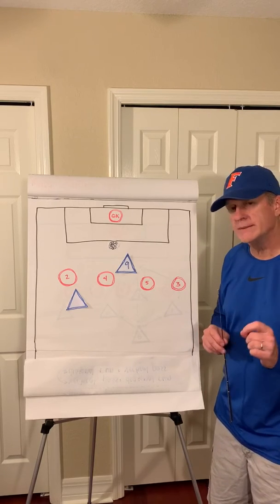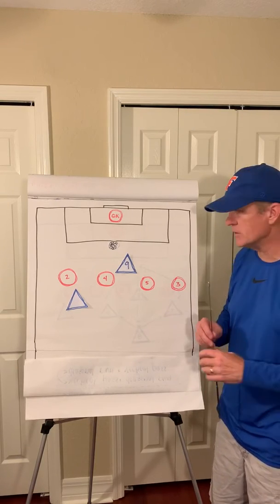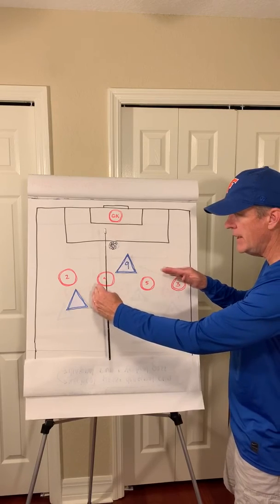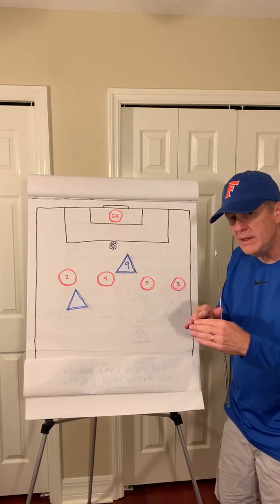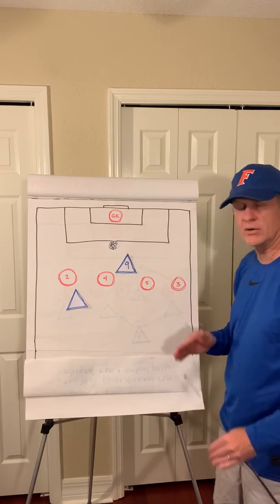Now let me tell you why diagonal pass, diagonal run doesn't work well. If the 9 has to make a diagonal run to a diagonal pass, whenever they meet, that 9 is going to have to turn toward goal.